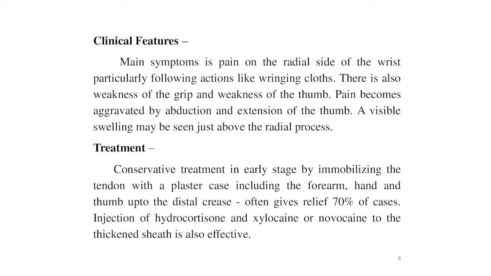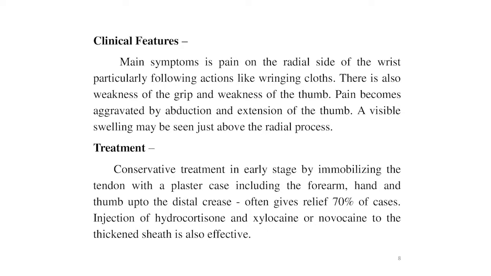The main symptom is pain on the radial side of the wrist, particularly following actions like wringing clothes. There is also weakness of the grip and weakness of the thumb. Pain becomes aggravated by abduction and extension of the thumb. In the course of weeks, pain becomes so severe that the wrist is almost disabled. On examination, a visible swelling may be seen just above the radial styloid process. The swelling is better felt than seen.